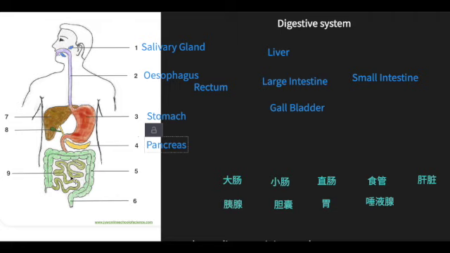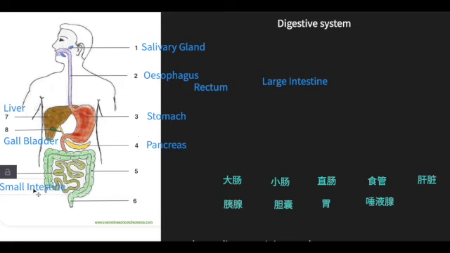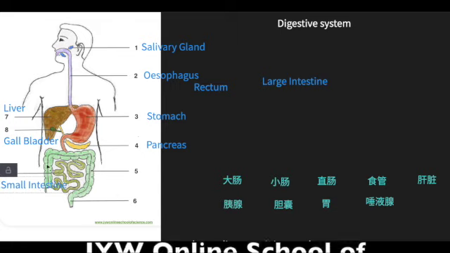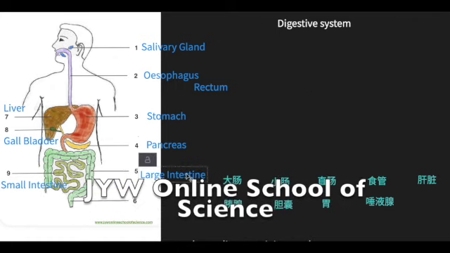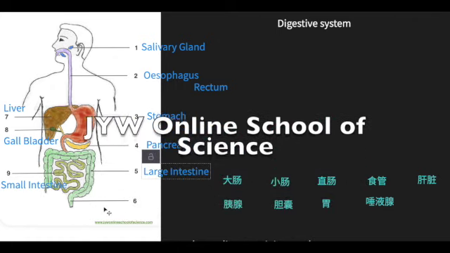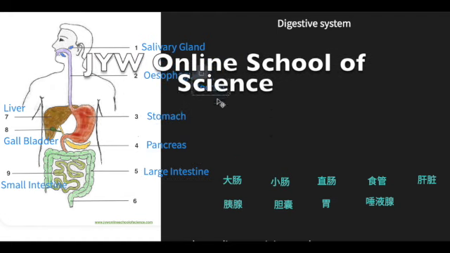And of course here, this is the gallbladder. That's number 8, gallbladder. And here, this one is the liver. That's the liver. And then you have the small intestines, number 9. And then you have number 5, the large intestine. And the last one here is the rectum.